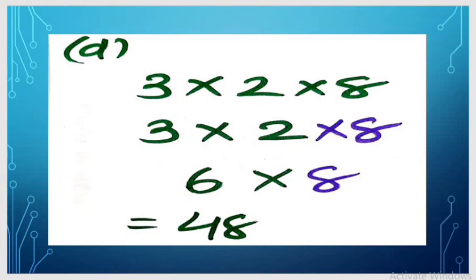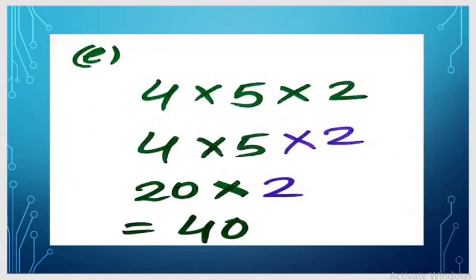Okay, so I hope you all have understood. Now let's move on to the last question, question number E. Okay students, question number E is 4 multiplied by 5 and multiply by 2.